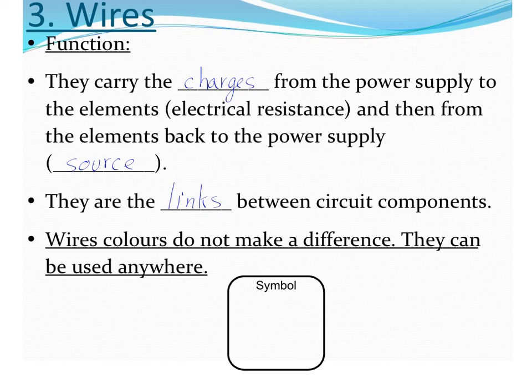And the wire colors do not make a difference. They can be used anywhere you want. But by convention, the red one is often associated with the positive terminal and black wires with the negative terminals. But they could be any color, they all work the same way. And to represent a wire, we usually start the wire with a dot, draw the wire, and finish the wire with another dot. The dots show the connections between components.